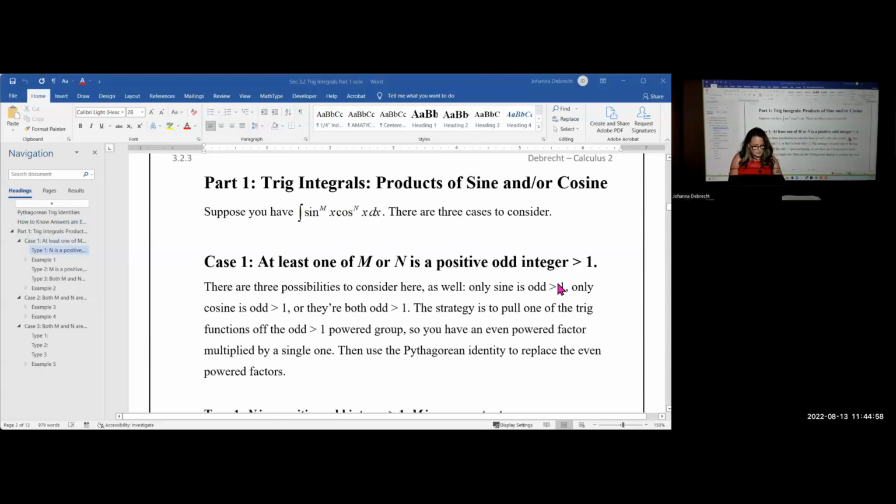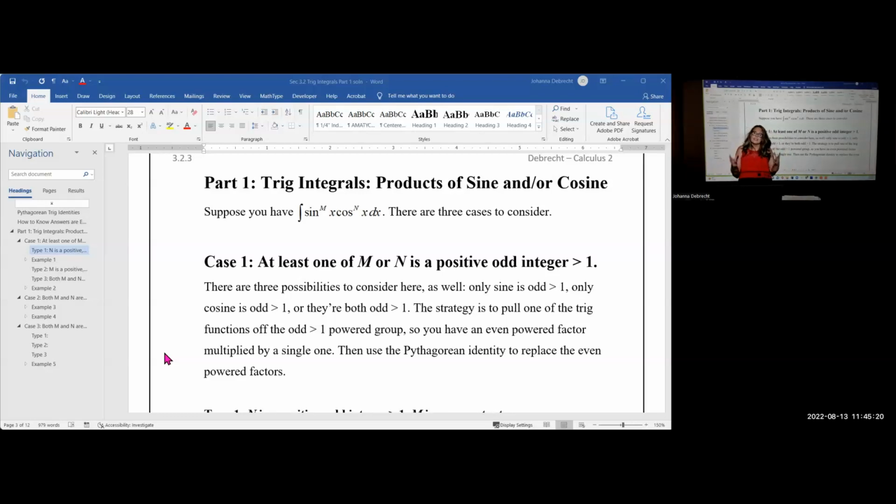I've divided it up. You can see over here in the left navigation pane that I've divided it up into part 1, which basically is dealing with sine and cosine products in the integrand. In there, we have basically 3 cases, case 1, case 2, case 3. And each of those cases may have types.